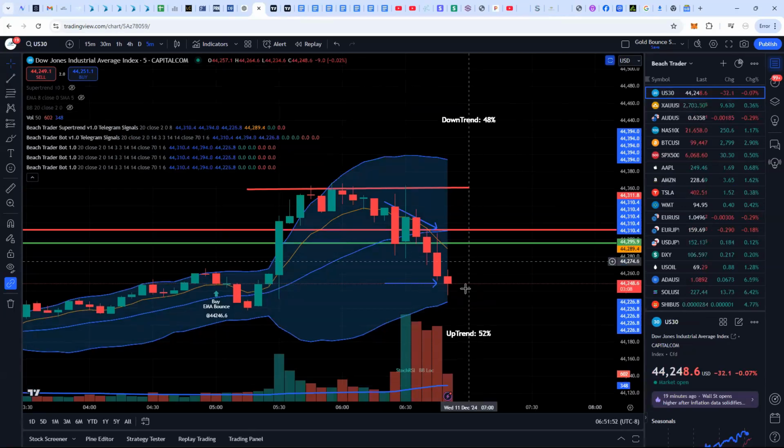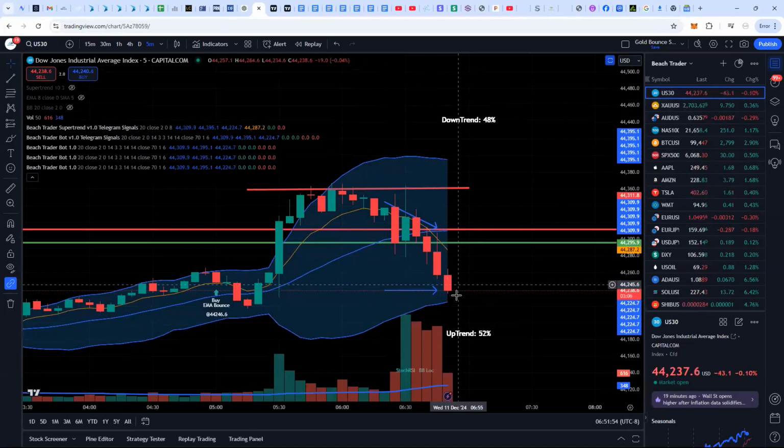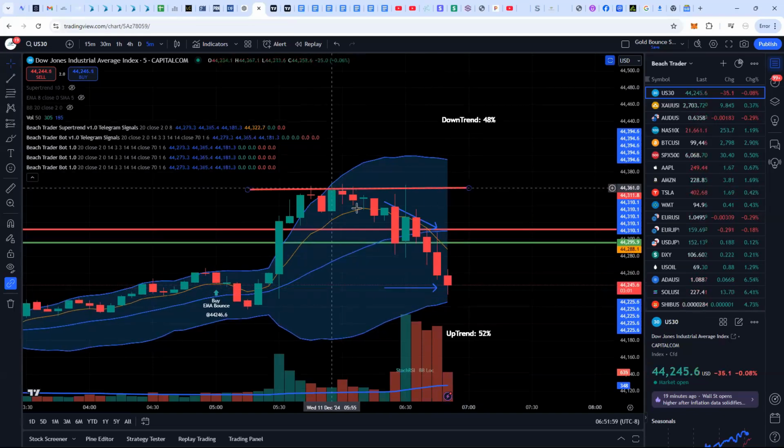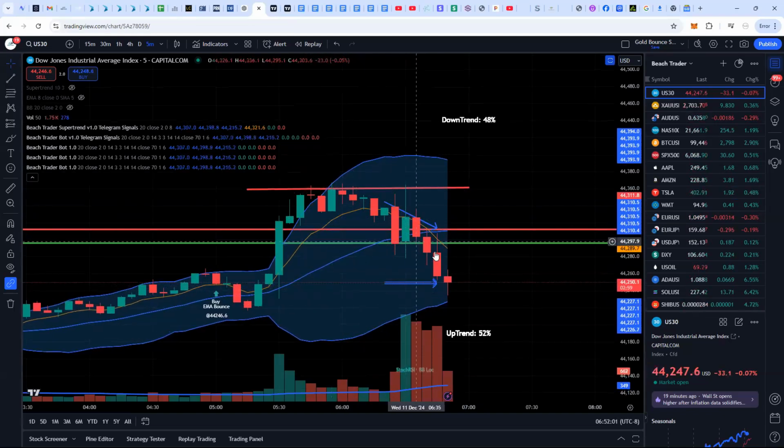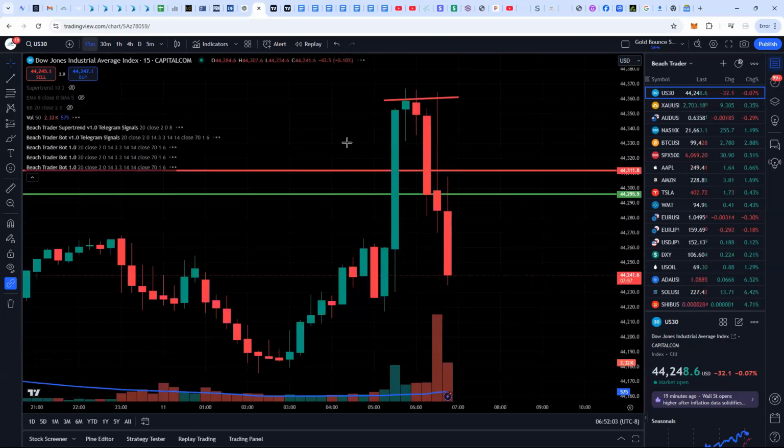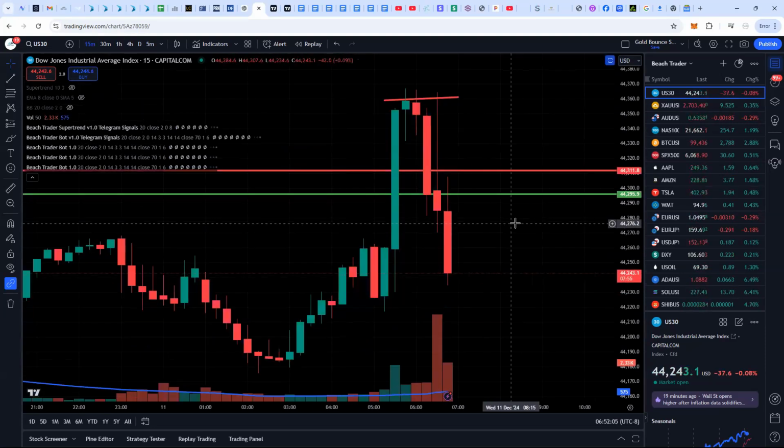And here it is. Here goes US 30 on 5 minutes. See, it broke that line and it's still going down. That's why the getting was good, right? We won going down. We won going up. And now it's a done trade. If you're still in that trade, it's like, man, I'm sorry.